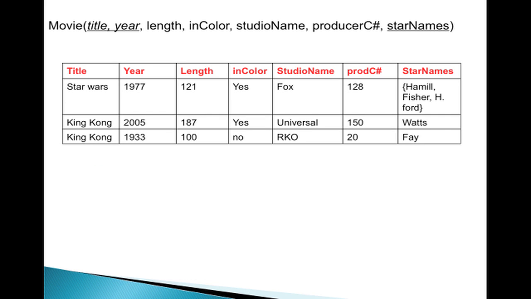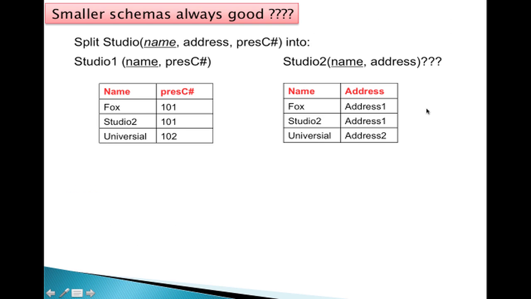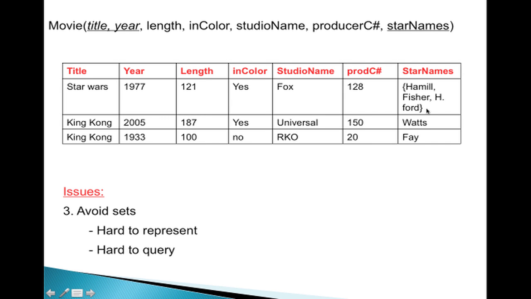One option that you might think of is, why not make star names a list attribute? So we have the rest of the information for the movie as is, and then we have an array or a list with all the star names in it. But arrays are undesirable for a variety of reasons, and in fact we prefer to avoid arrays or lists as much as possible. They are hard to represent and they are hard to query.